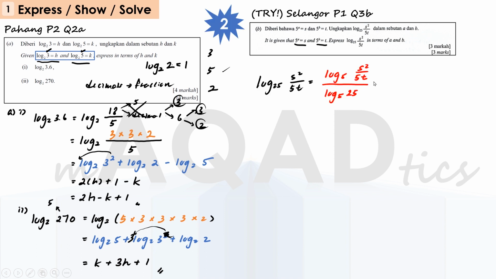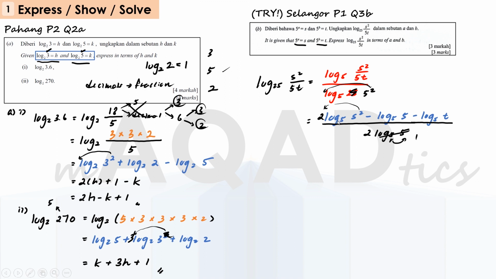Now this is combined, so I need to split it. Multiply is plus, divide is minus. And for this 25, I can change it to 5 to the power of 2, and the 2 I can move to the front. So log base 5 of 5 can be changed to 1. And the value 2 here, I can move to the front.